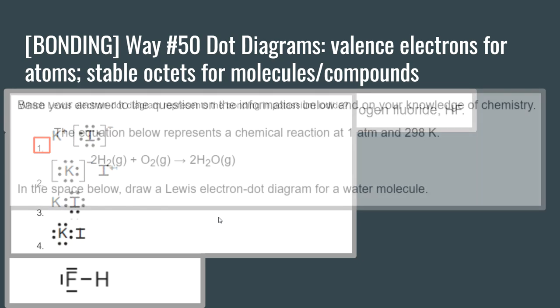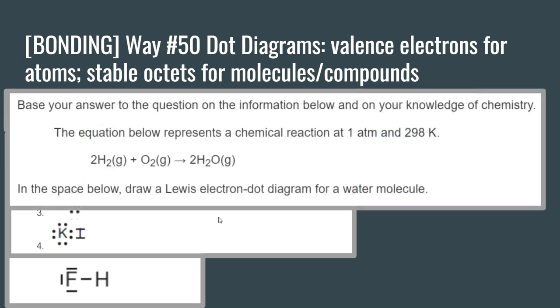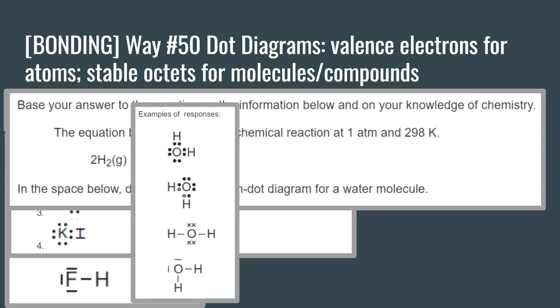Next problem. The equation below represents a chemical reaction at 1 atmosphere and 298 Kelvin. 2 H2 gas molecules plus O2 gas molecule yields 2 water gas molecules. In the space below, draw a Lewis electron dot diagram for a water molecule. If you drew any of the following, you got it correct.